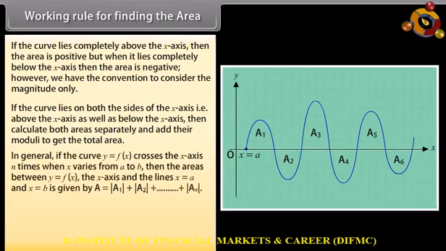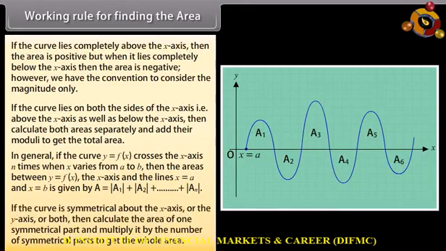In general, if the curve y equals f of x crosses the x-axis n times when x varies from a to b, then the area between y equals f of x, the x-axis, and the lines x equals a and x equals b is given by A equals modulus of A1 plus modulus of A2 up to modulus of An. If the curve is symmetrical about the x-axis or the y-axis or both, then calculate the area of one symmetrical part and multiply it by the number of symmetrical parts to get the whole area.